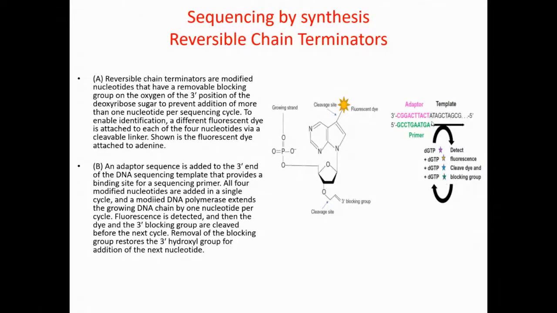So you add all 4 at the same time, and then you wash away, only one stays here, and you record the signal. After you record the signal, you cleave the blocking group and also cleave the fluorescence dye, and then you perform the next cycle. In the next cycle, you add all 4 again, only one will be attached, and you record the signal. So sequencing by synthesis uses a reversible chain terminator, and you add all 4 at the same time. For pyrosequencing, you have to add one at a time, all right, to perform the sequencing.